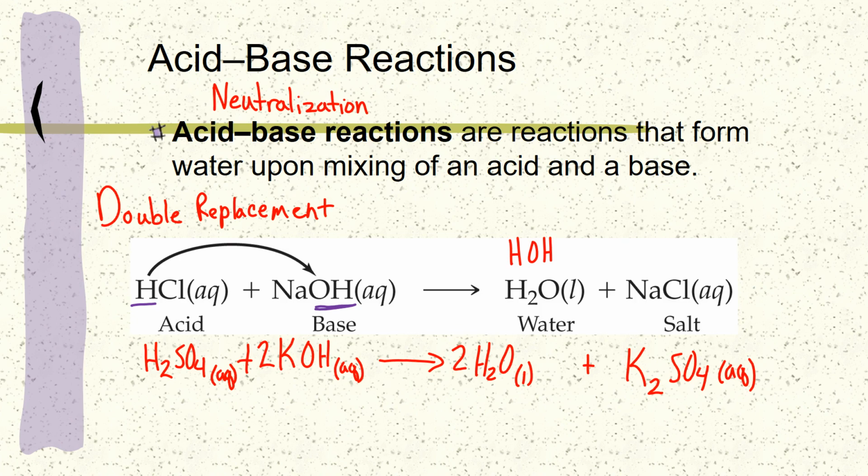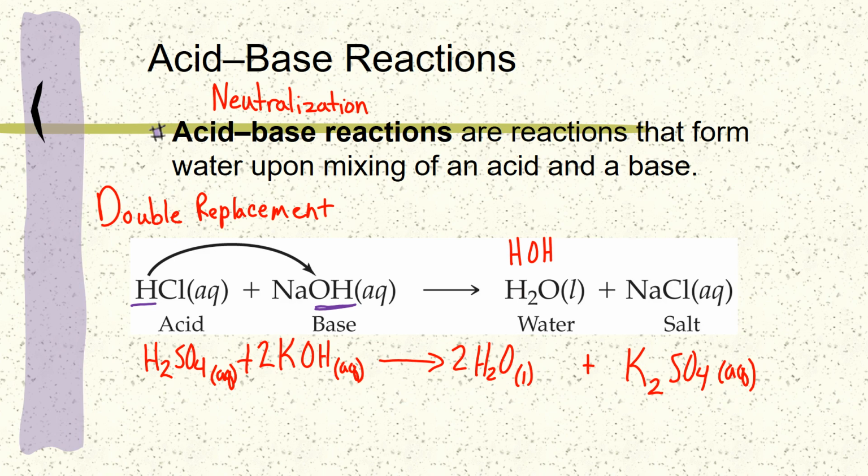Instead of having a low pH like an acid and a high pH like a base, we now have a neutral pH of 7 because nothing is acidic or basic in it anymore. All right. Water always gets the liquid symbol. It's not because you can't dissolve water in water. Water is just water.